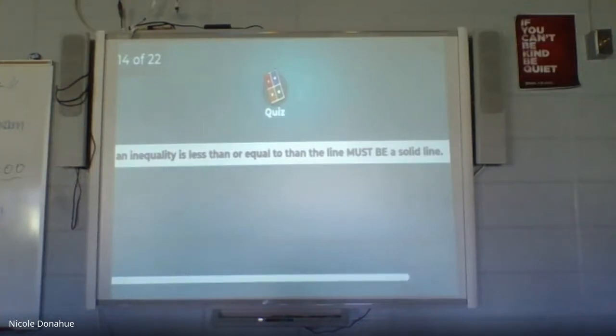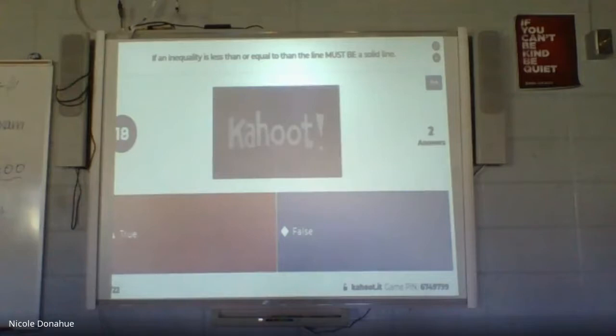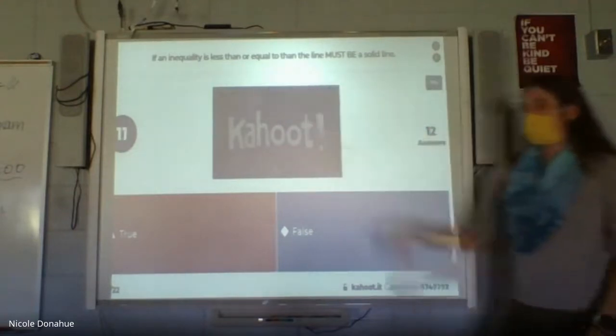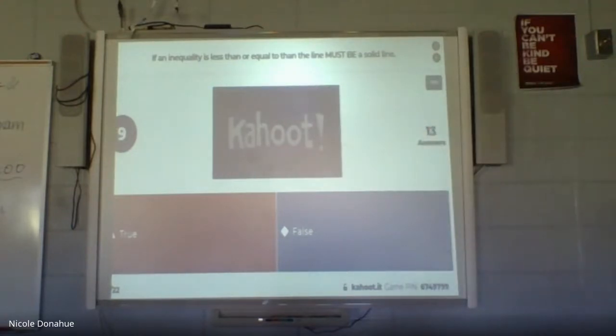An inequality that is less than or equal to must be a solid line. True or false? An inequality that is less than or equal to. No, it is less than or equal to, and like this, solid line. Solid line, yep. Did I get it wrong? No.